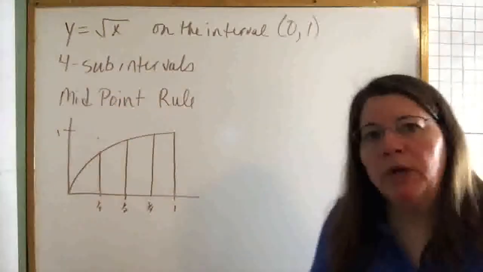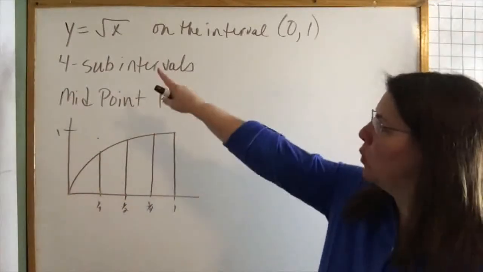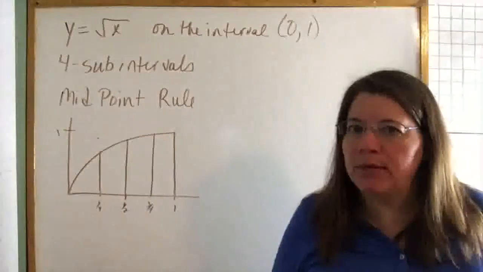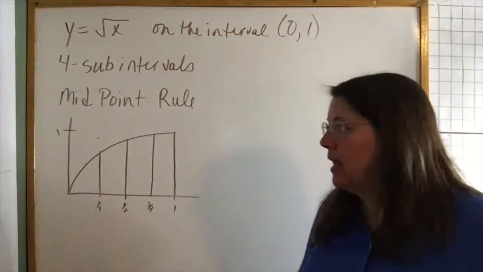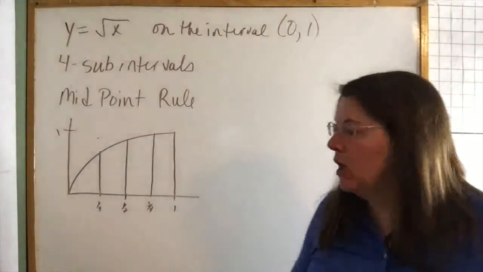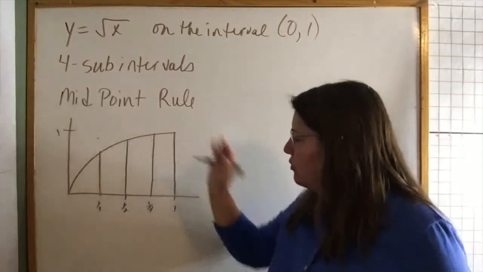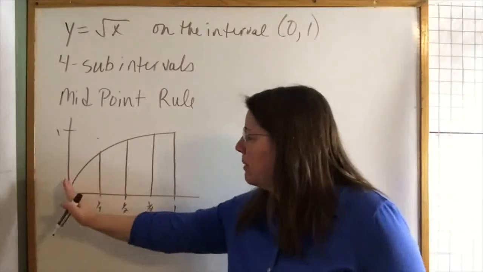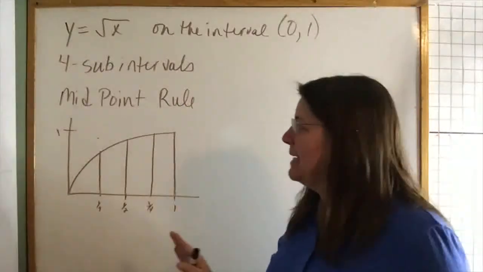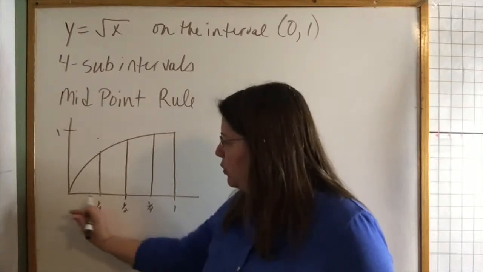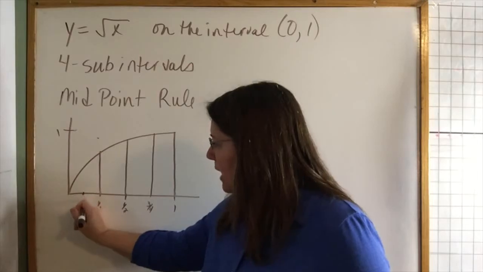In this one, we're going to do the midpoint rule for y equals square root of x. This is the same example we did yesterday. Y equals square root of x on the interval 0 to 1 with 4 subintervals. And we've learned that when we're doing the midpoint rule, we're going to draw our heights for our rectangles just like we did yesterday when we were doing left Riemann sums and right Riemann sums. But when we're doing the midpoint rule, we need to find the halfway point between each of these intervals. So I'm going to use this one right here, which would be 1/8.